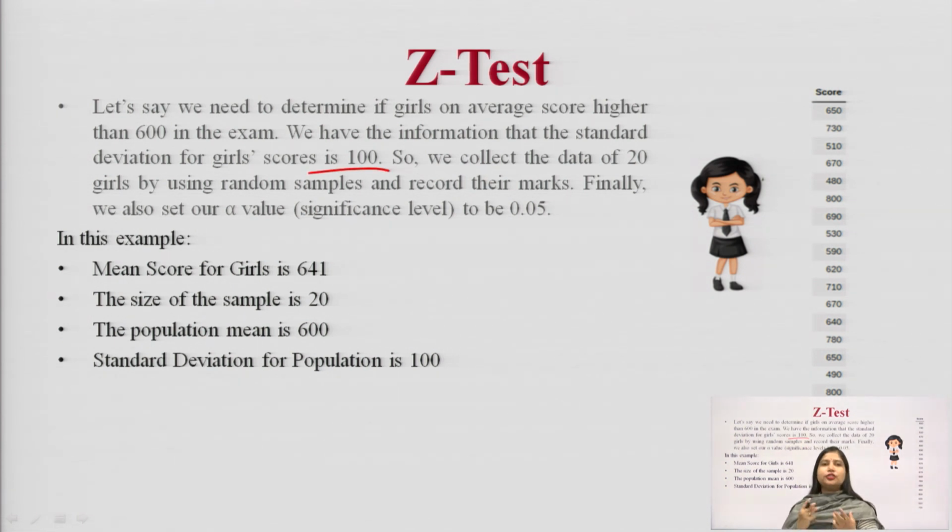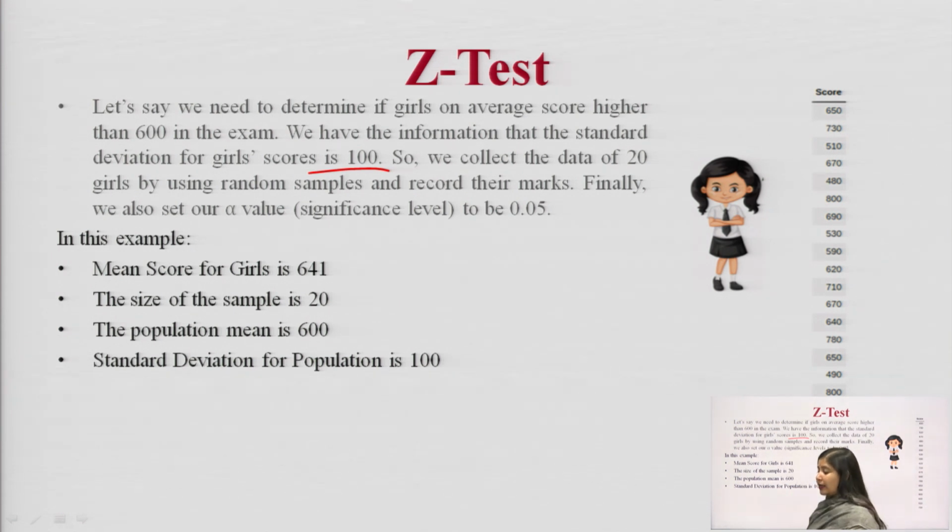Standard deviation just shows us the deviation from the mean, how much the values deviate from the mean value. And if we know the standard deviation, which is a prerequisite of the Z test, the standard deviation should be known in advance.